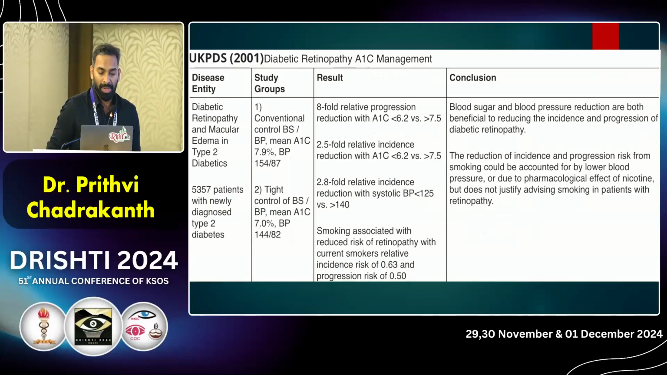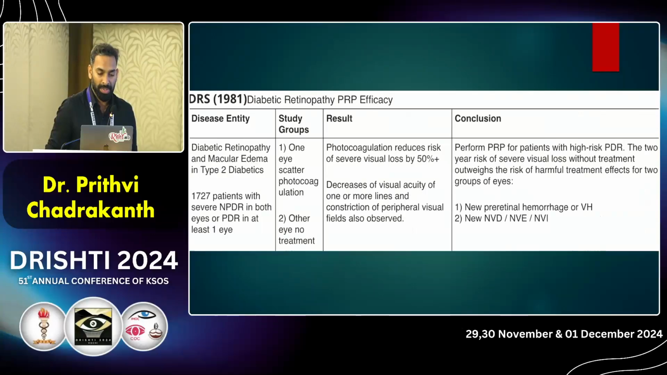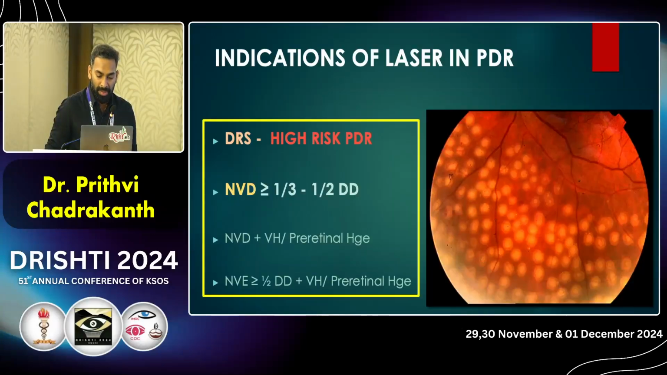And then the UKPDS, again telling us the reduction of incidence and progression risk, where the risk from smoking could be accounted for by lower blood pressure. And the ETDRS, the classification that we have got, we are still using the same. The DRS tells us that panretinal photocoagulation is efficient for us to manage PDR cases.